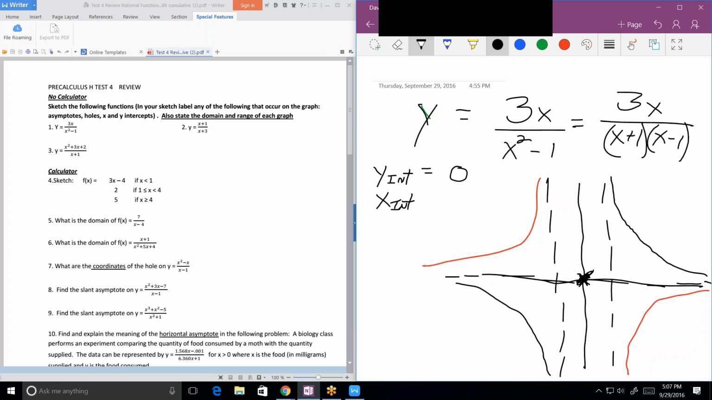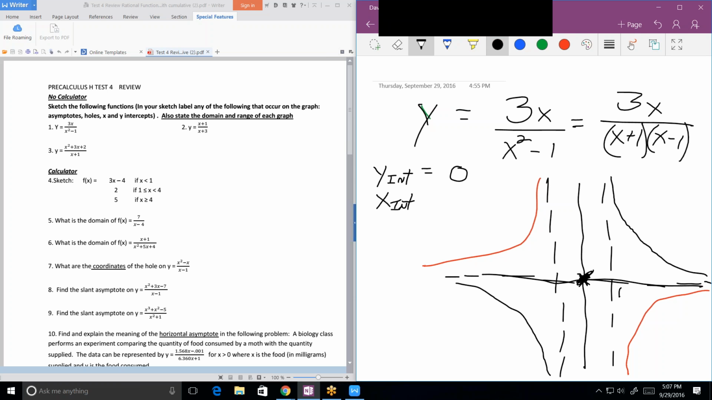By plugging in points. Yeah, what's a good point to plug in? 1? The problem with 1 is it creates division by 0. That doesn't really help. Pick a point, 2 or 3. 2. In other words, pick a whole number that's close to 1. And when you plug in 2, what number do you get for y?